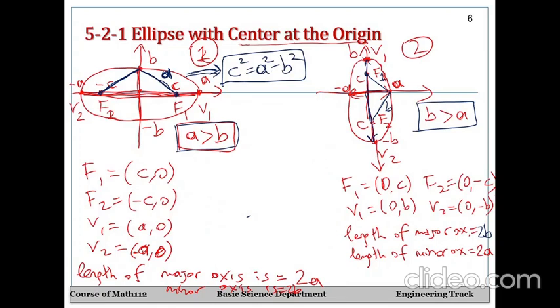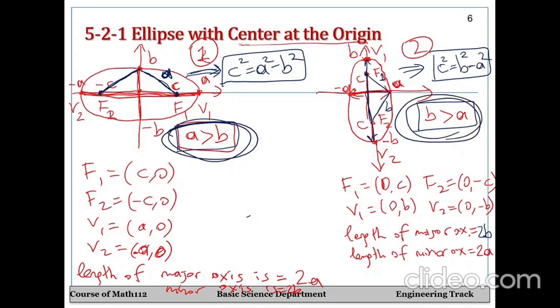Okay, so the relation I want to write here. Now we have c squared is equal to b squared minus a squared. So in any case, c squared will be a squared minus b squared, or b squared minus a squared, depending on whether a is bigger than b, or b is bigger than a. So depending on which one is bigger, c takes the value of the bigger one squared minus the smaller one squared.